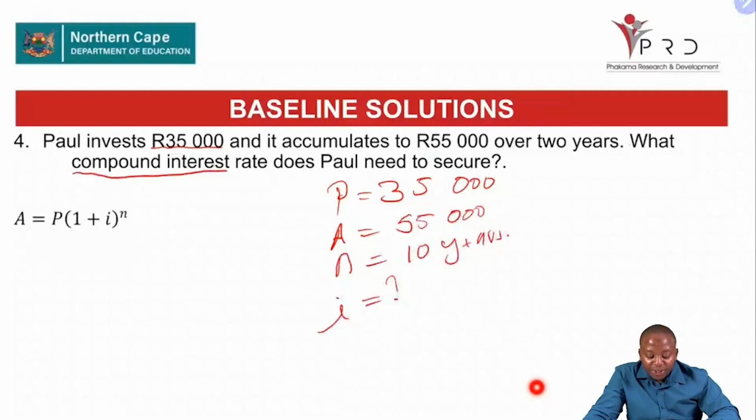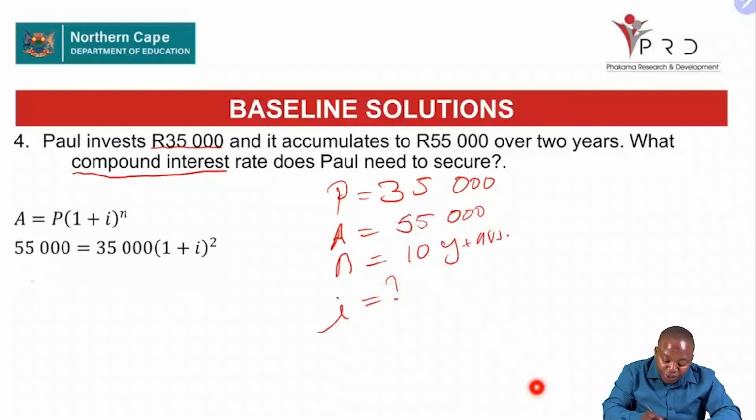Now it says compound interest, so we will quote the compound interest formula and we substitute the variables as given. Our A, which is a future amount, is 55,000. Our P is 35,000, as collected on our data. Open bracket 1 plus I, it remains unknown as we are looking for it, all raised to the power n. Our n in this case was 2 years.